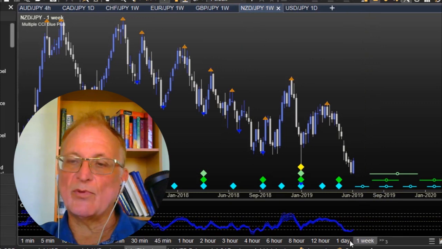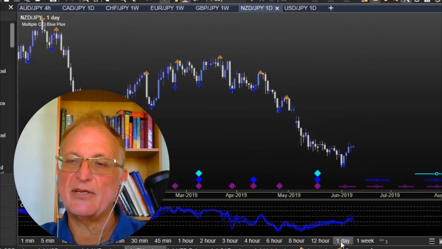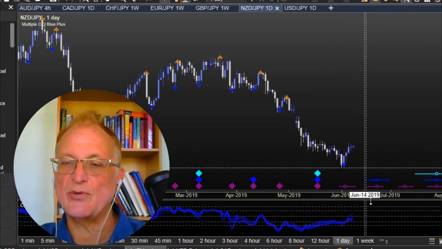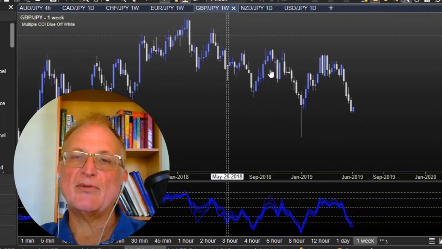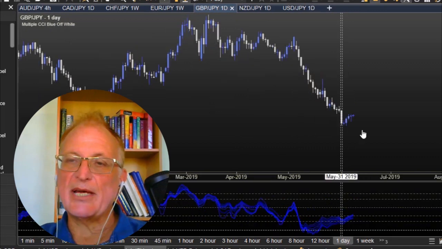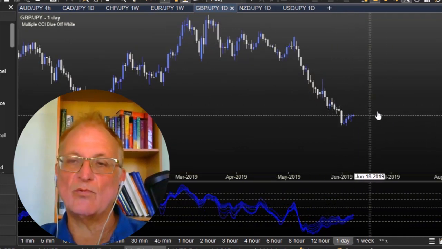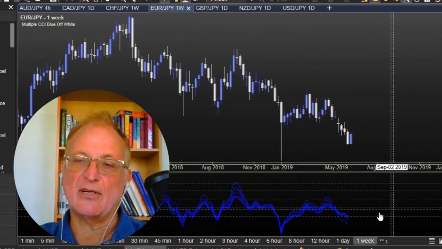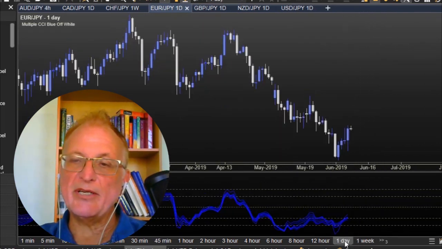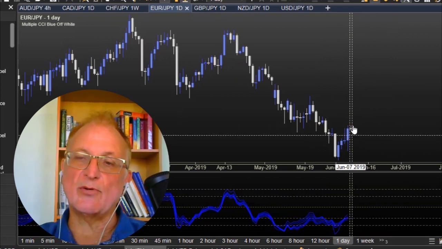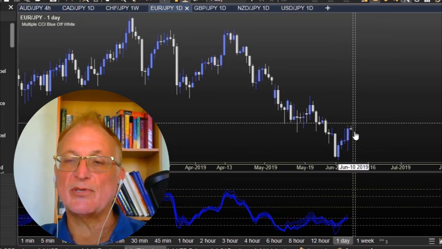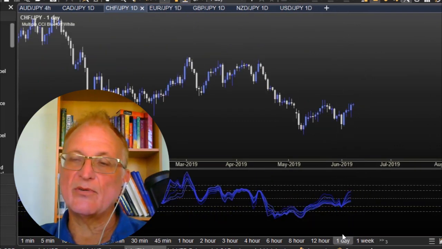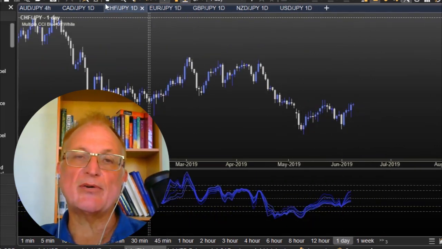Kiwi yen, I'm going from the weekly to the daily, and watch what happens. Still a corrective move up, so I'm assuming that's still going to go down. Pound yen, weekly to the daily. That's definitely a corrective, looks like a wave 4, going to go down again. And on the euro yen, from the weekly to the daily. I'm assuming this is a little bit steeper, but I'm assuming this is going to go down again also. Swiss yen, weekly to the daily. That's a correction, going to go down again.